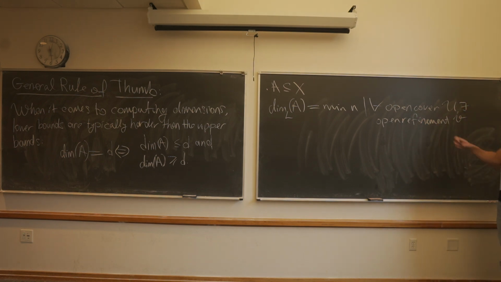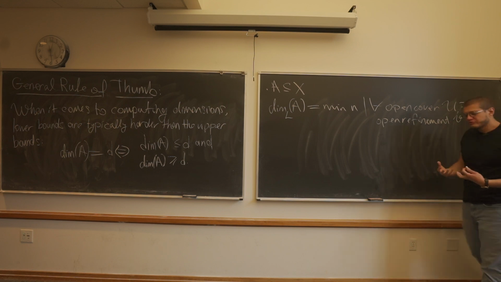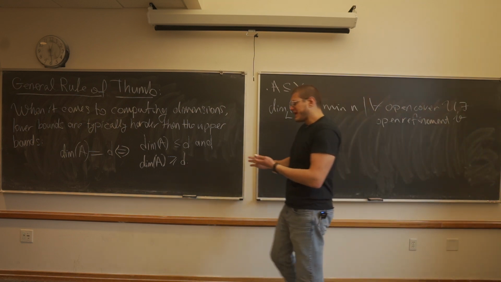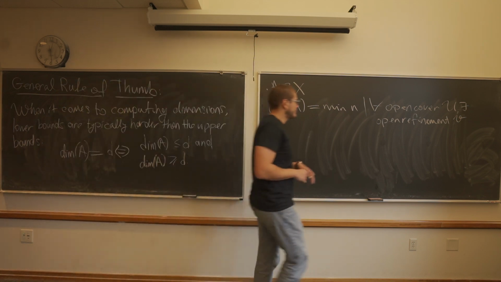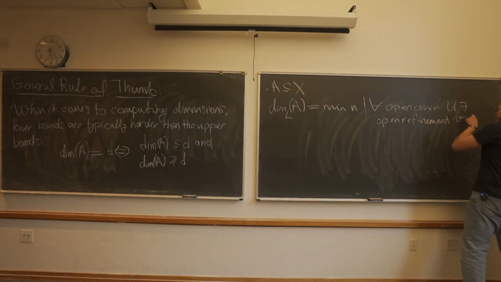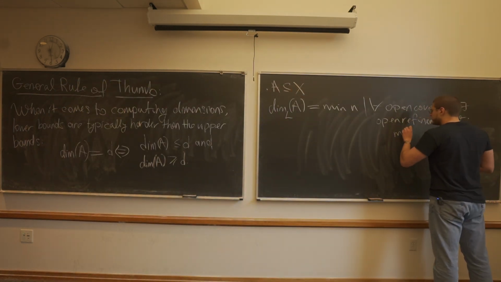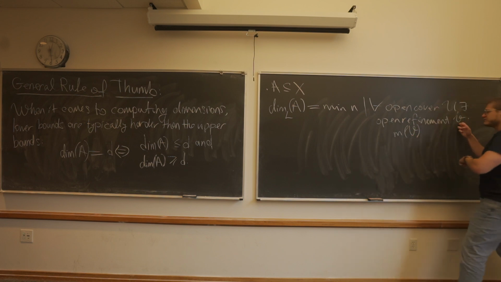V. So this is like your initial pixelation, and then you refine your pixels. Even though I'm using the word pixel, I'm allowing two pixels to intersect, and that's the point of this Lebesgue covering dimension, such that the multiplicity of this refinement is at most n plus 1.